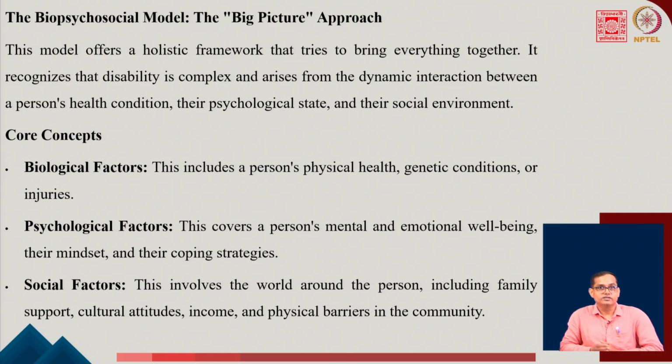The core concepts related to this biopsychosocial model of disability are as follows. Biological factors. This includes a person's physical health, genetic conditions or injuries. Psychological factors. This covers a person's mental and emotional well-being, their mindset and their coping strategies. Social factors. This involves the world around the person, including family support, cultural attitudes, income and physical barriers in the community.